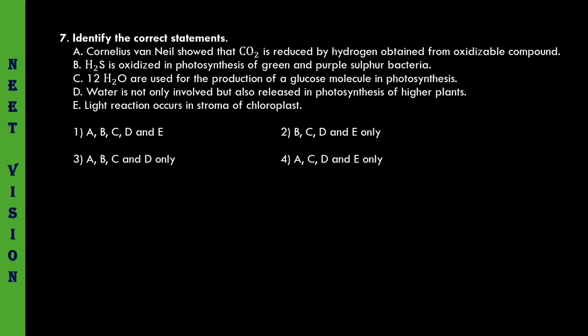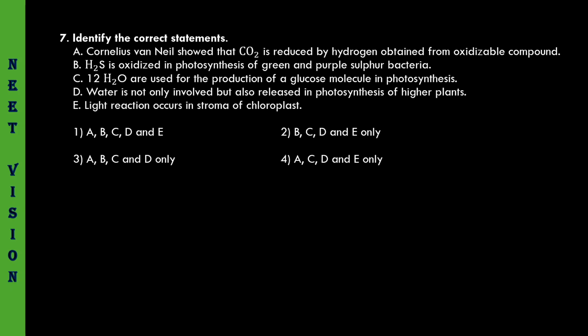A, B, C, D, E, 5 statements are given. Let us see which statements are correct and which statements are wrong, but we have to identify the correct statements. Cornelius van Niel showed that CO2 is reduced by hydrogen obtained from an oxidizable compound. Correct statement as given in the book. H2S is oxidized in photosynthesis of green and purple sulfur bacteria. Given in the book, it is also correct.